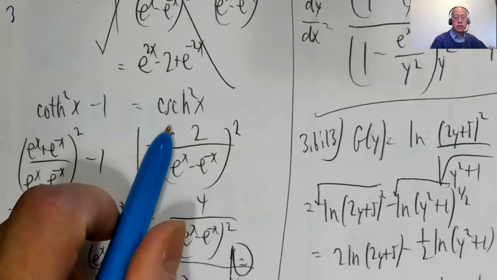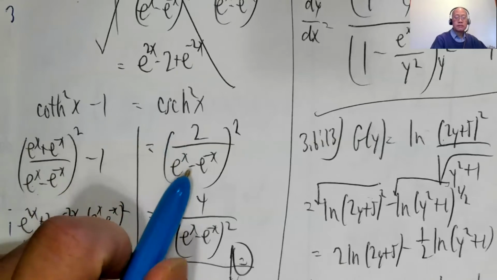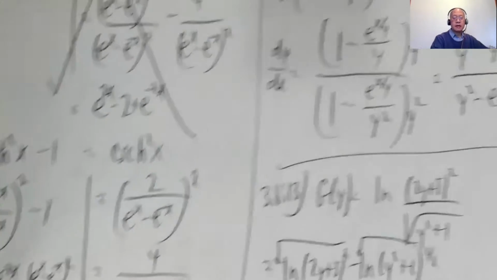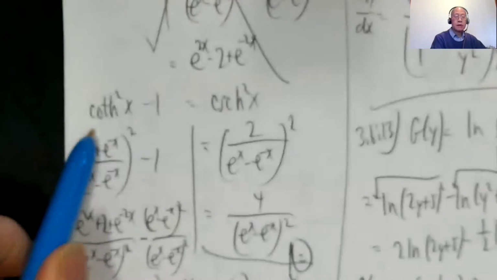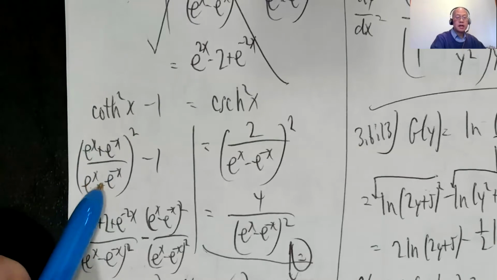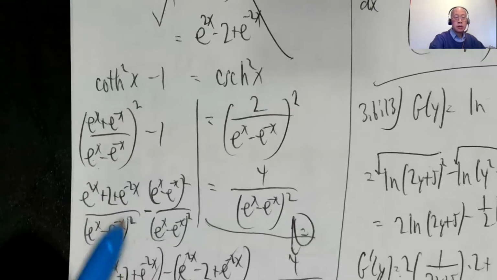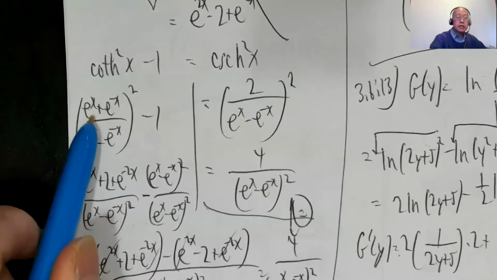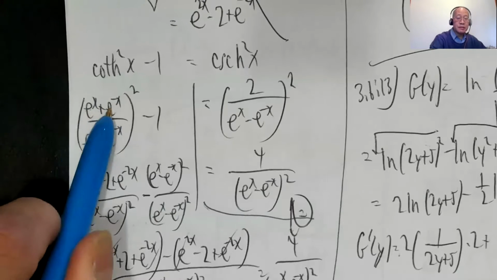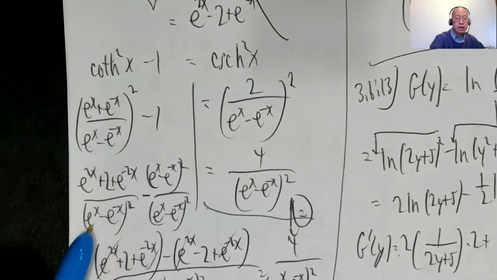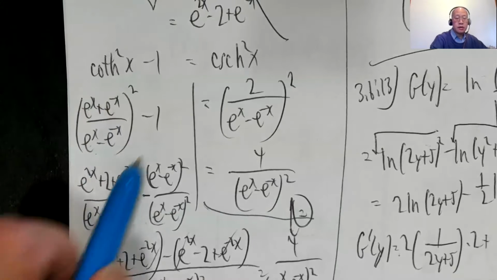Okay, so hyperbolic cosecant squared is 2 over e to the x minus e to the negative x, squared, which is 4 over (e to the x minus e to the negative x) squared. The left-hand side, hyperbolic cotangent, is (e to the x plus e to the negative x) over (e to the x minus e to the negative x), squared, minus 1. So I'll write this as e to the 2x plus 2, because the 2ab term, 2 times that is just 2, since that times that is 1, plus e to the negative 2x. That's over (e to the x minus e to the negative x) squared.